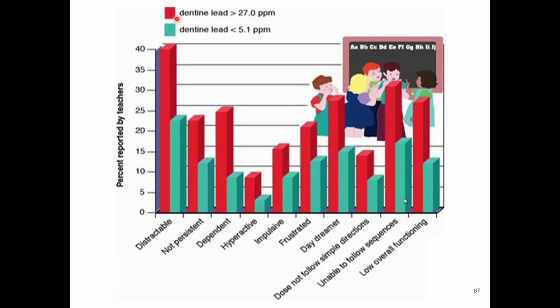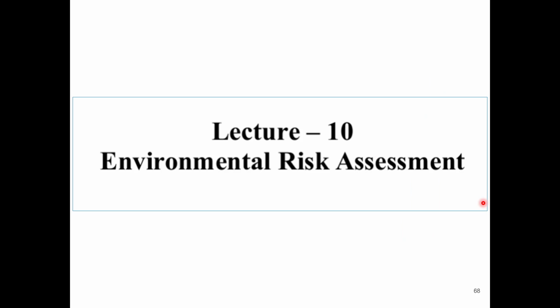So for the dentine lead greater than 27 ppm, it has the maximum reported by the teacher. The maximum negative traits were for those children who had dentine lead greater than 27 ppm, and lesser for those who had a dentine lead concentration less than 5 ppm. So it also had an adverse effect that way in children.